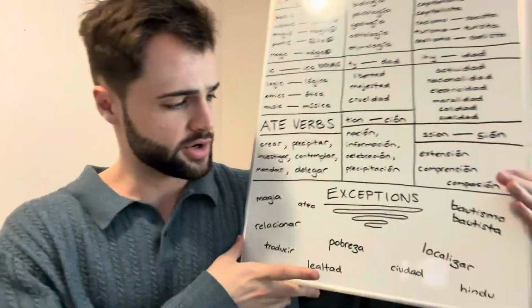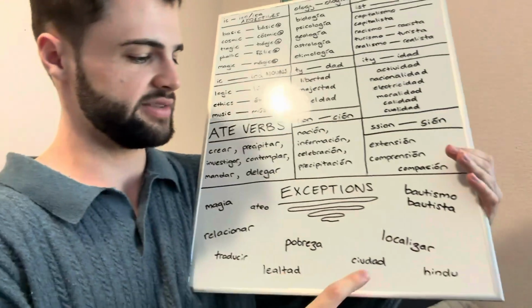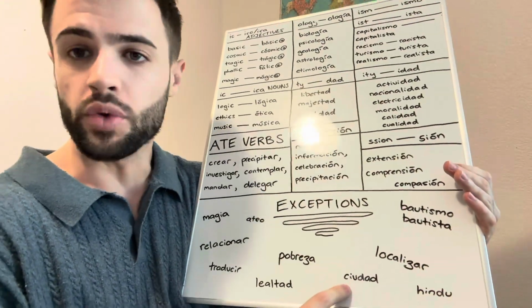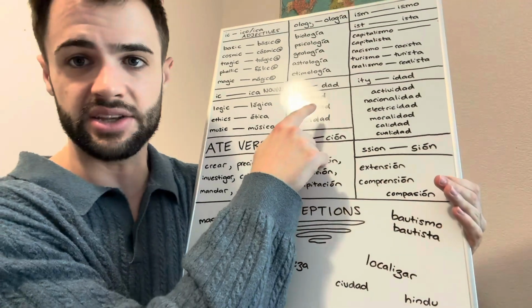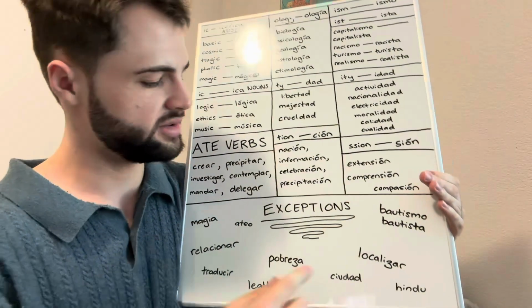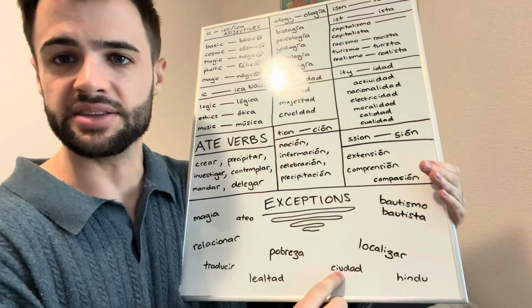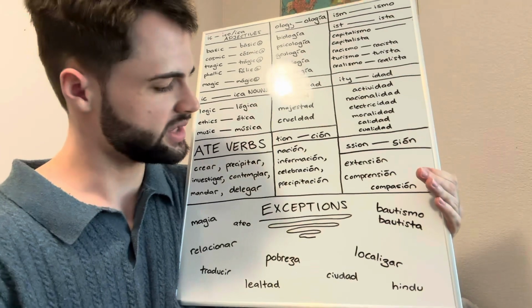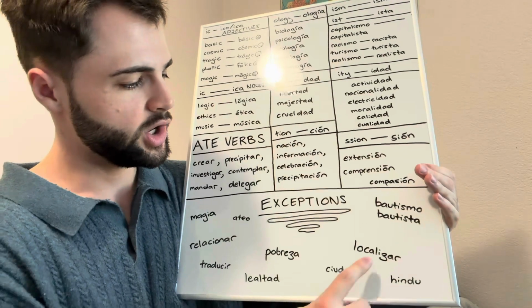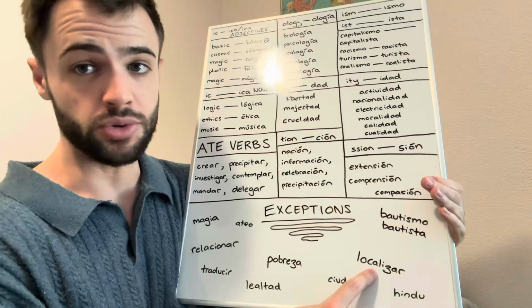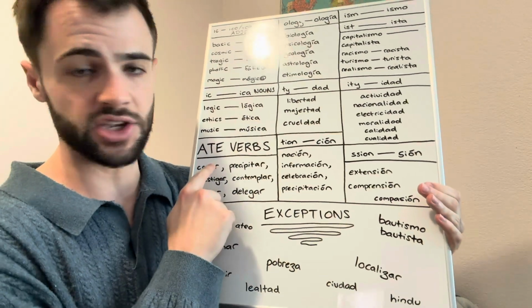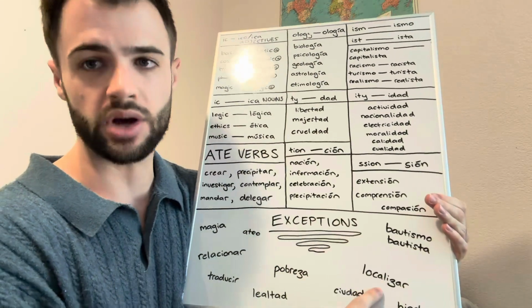This one you've probably heard many times. Perhaps you were even thinking of it when we went over the DAD rule. The word city does not follow this DAD rule. It doesn't become ciudad. For whatever reason, you add this U in there, ciudad, just that extra U. Localizar means to locate, does not follow the ATE rule. It's not locar, it's localizar.